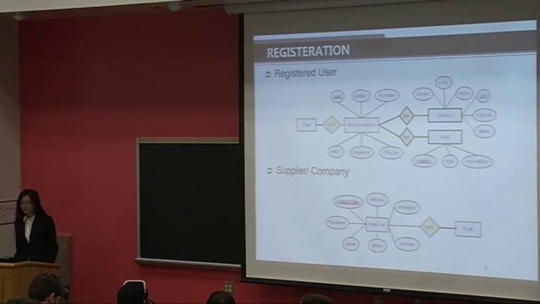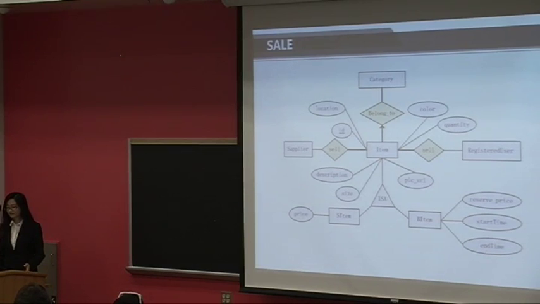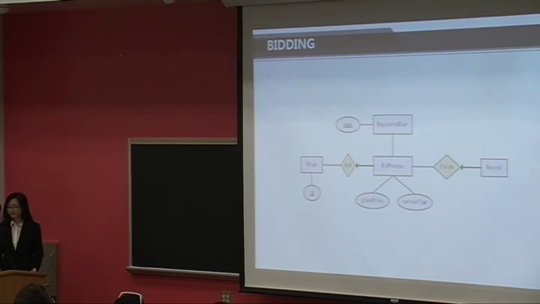And for sale, we also divide items into two kinds. One is for sale by listed price, and one is for auction. And both supplier and registered user can be someone to sell things. And here's the process of bidding. If an item is bidded, it will be turned into a record, and if a user purchases it, there will be the final record for our purchase.